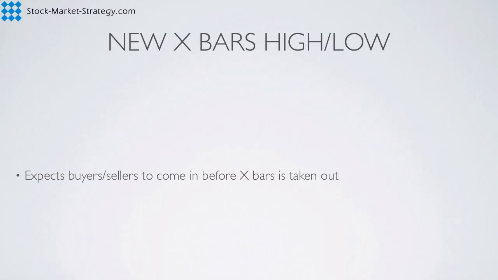The next stop is when we make a new X bar high or low, meaning that price takes out X amount of bars to the left. For example, when price makes a new high over the last 20 bars, that could be your exit if you were short. Or if price makes a new 20 bar low, that could be your stop when you're long. Let me show you how this works on the chart.